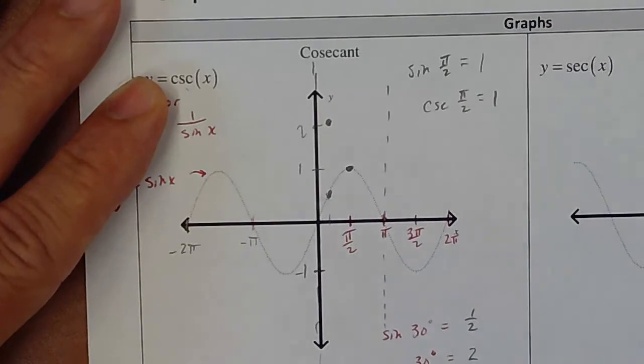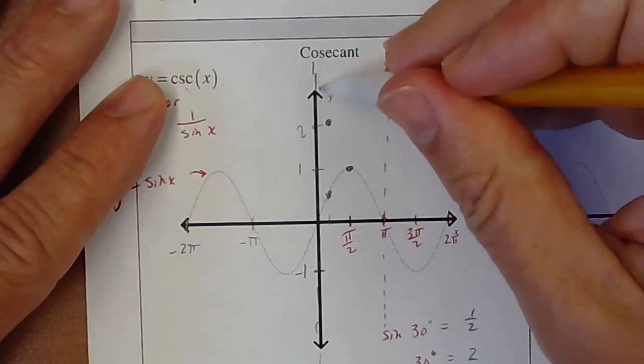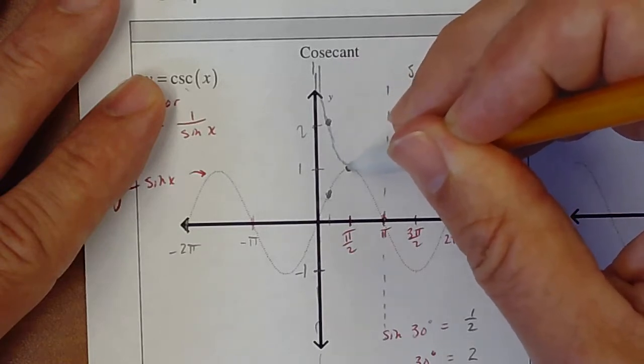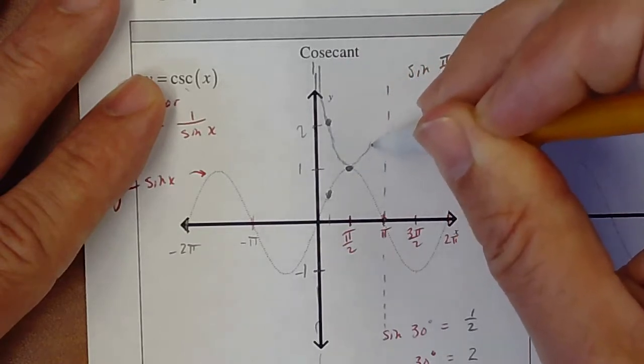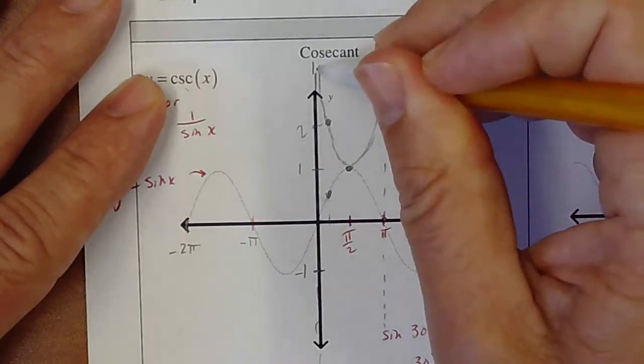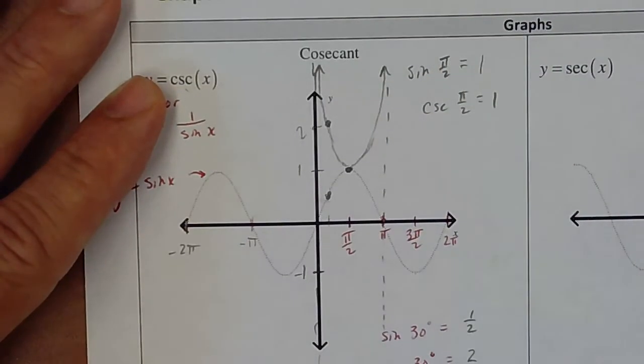All right, so here's kind of what the cosecant graph looks like. It kind of looks like a horseshoe. It goes through that point, it comes down and touches that same spot as sine does, and then it goes back through and up and does this, runs along these vertical asymptotes. Okay?